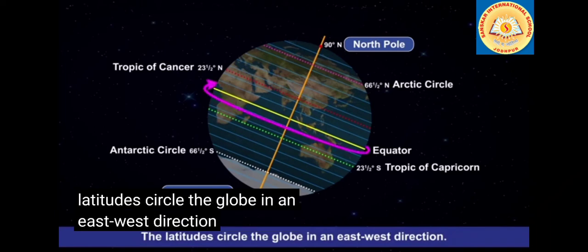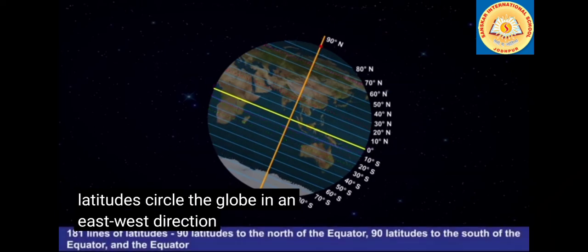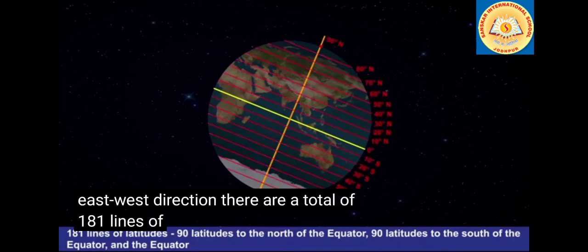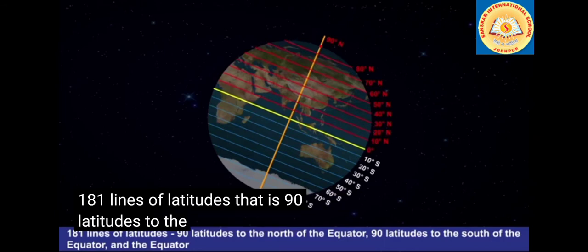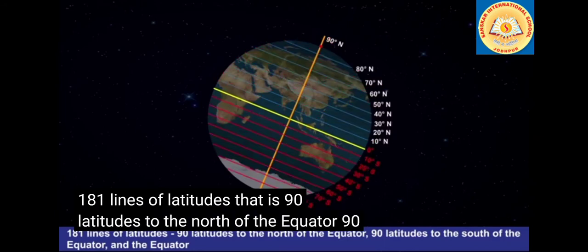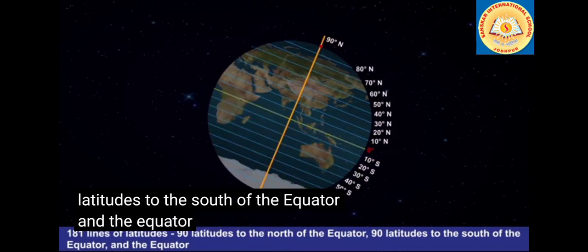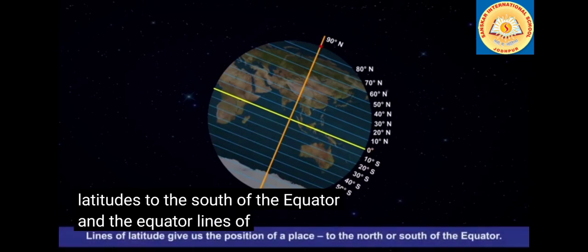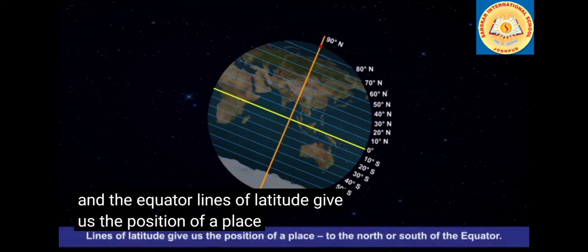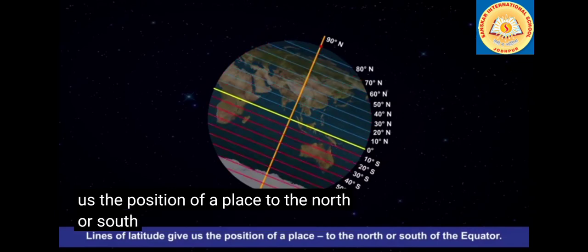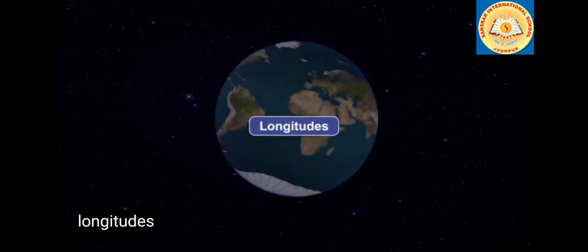The latitudes circle the globe in an east-west direction. There are a total of 181 lines of latitude, that is 90 latitudes to the north of the equator and 90 latitudes to the south of the equator, and the equator. Total 181 lines. The latitude gives us the position of a place to the north or south of the equator.